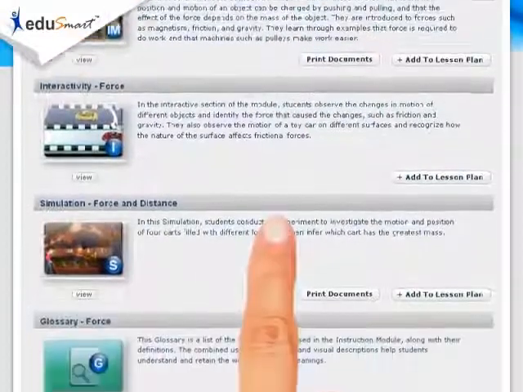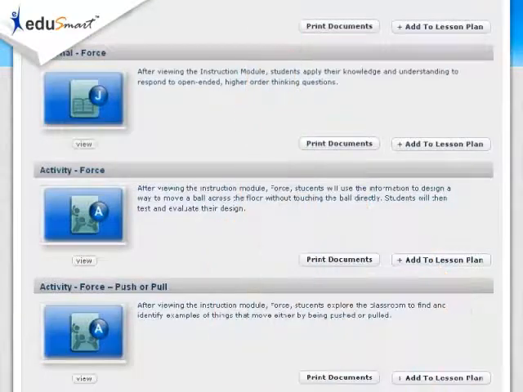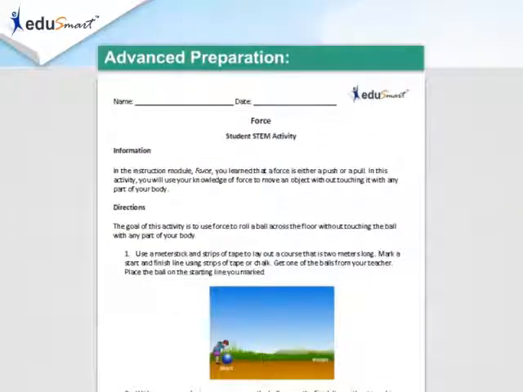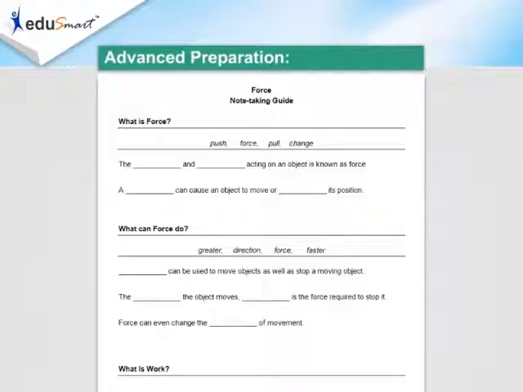Depending on how you prefer to use the lesson components, some advanced preparation may be required. This unit requires collecting and organizing the materials for the STEM activity. You could also make copies of the activity, Force Student STEM Activity, the lab form included with the simulation, and the note-taking guide at this stage of preparation.